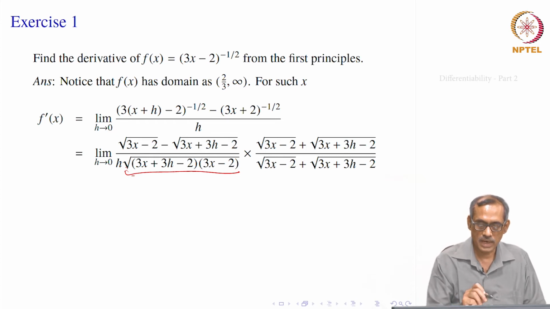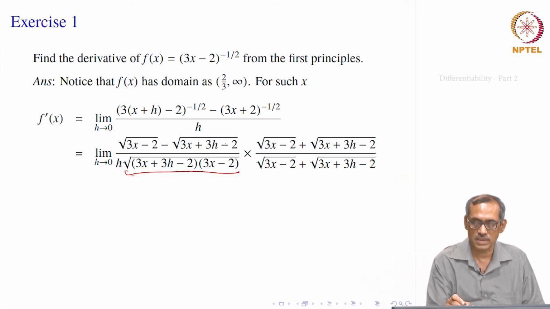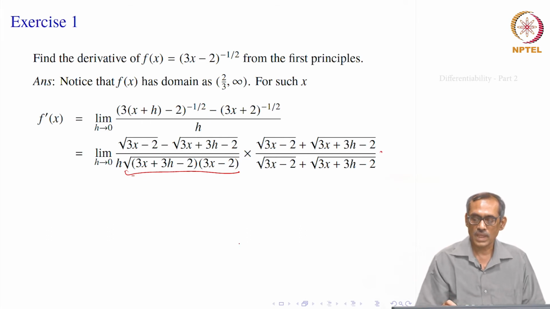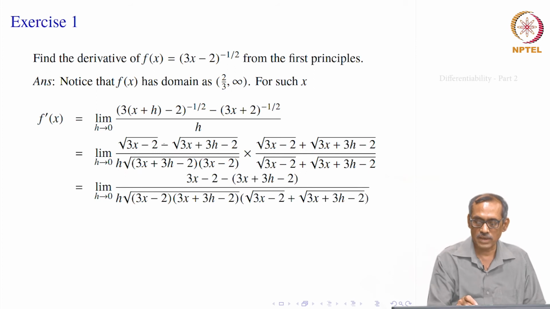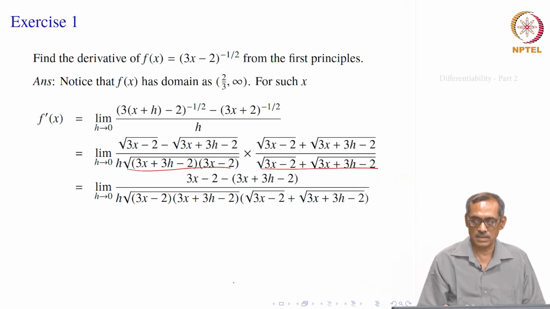Now, how do we get the limit of it? Well, when h goes to 0, we have to do something because this h has to be taken away to find the limit. So, we multiply with square root of 3x minus 2 plus square root of 3x plus 3h minus 2 and also divide, so that it will be giving us some expression without square root. So, that gives 3x minus 2, a minus b into a plus b, 3x minus 2 minus 3x plus 3h minus 2 divided by h times this as it is and this also as it is.